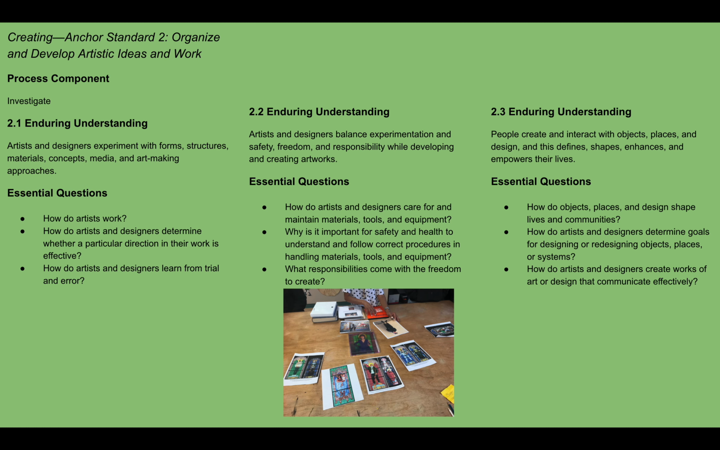Anchor Standard 2 is when students are organizing and developing their artistic ideas. So they're building on Standard 1. This falls in the creating realm, and this is where students are starting to look at different materials and processes for creating what they might want their art piece to look like. They're also going to be experimenting safely with different materials, and they're also looking to see how different materials and objects can be placed in space to create a reaction from people.